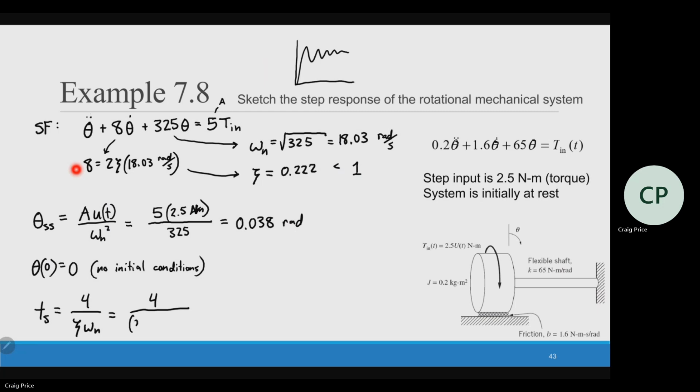So this is 0.222 times natural frequency, which is 18.03 radians per second. 1.0? Oh, wow. So we'll say it's 1.0 seconds. Cool. So now we know the final value, and we know that the settling time is going to be 1 second. That's awesome. This is an example from the textbook. They would make it like that. End of the second. Okay.